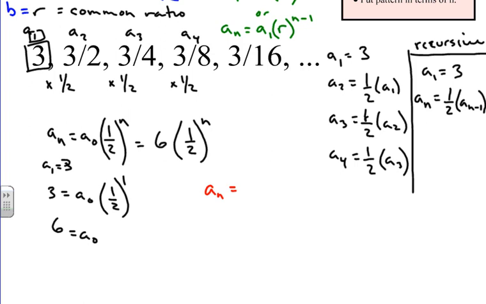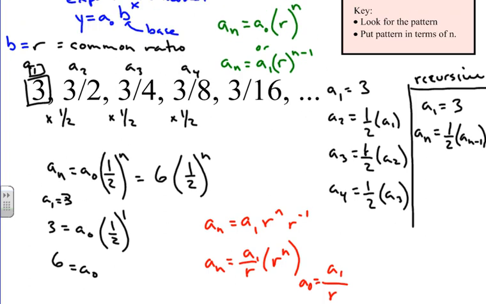We can take this, a sub 1, r to the n, and then we have basically r to the negative first power, which is a to the first over r, times r to the n. Well, when we divide by r, what we're doing is going in reverse. So actually this right here, first term over the ratio, we are actually getting a sub 0. So that's how that is also going to be true, that both of these will work out.